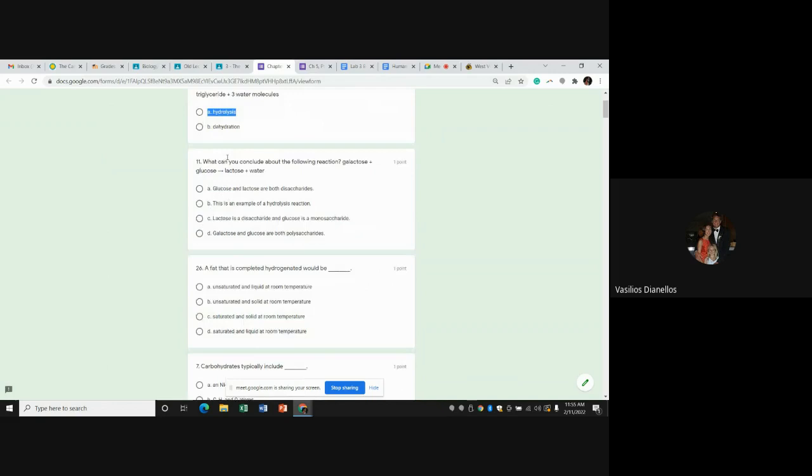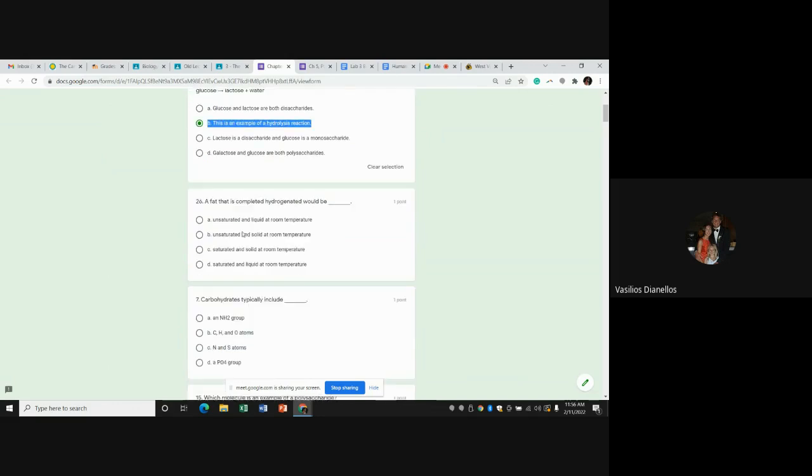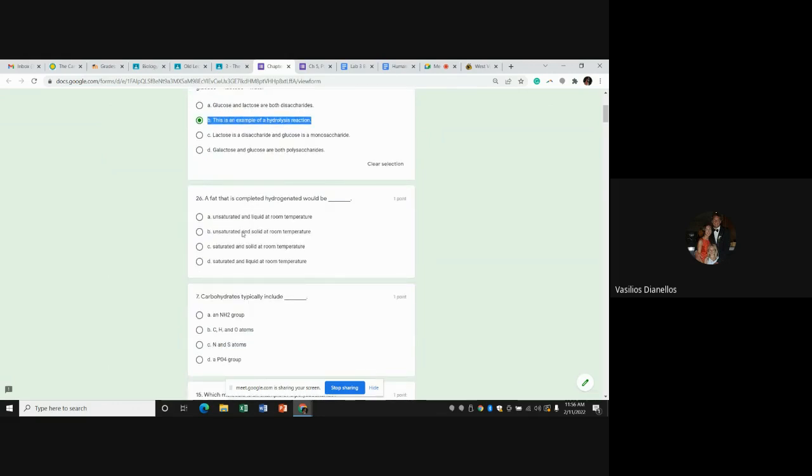All right, what can you conclude about the following reaction? Galactose plus glucose equals lactose plus water. Glucose and lactose are both disaccharides. You don't necessarily know that. This is an example of a hydrolysis reaction. That is the opposite of true, and I just told you why in the earlier question. Lactose is a disaccharide. You don't necessarily know that. That one won't even be on there because I don't have time to talk about it.